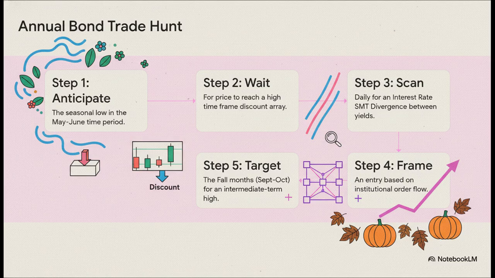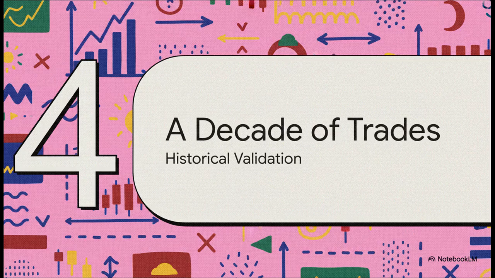And finally, step 5, what's our target? We target the fall months, usually September or October, for a big intermediate term high to form. Simple as that. Now, all this sounds great in theory, right?